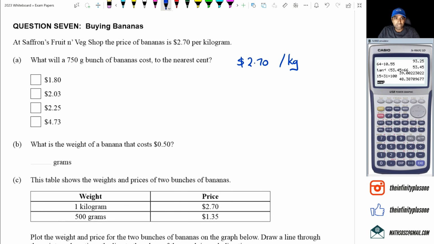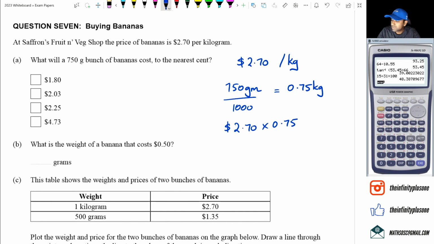That's for 1 kg. Now 750 grams, we can actually convert that to kg. To convert grams into kg, we have to divide by 1,000, which is going to give us 0.75 kgs. So if it's $2.70 per kg, we're going to take $2.70 and multiply it by 0.75.